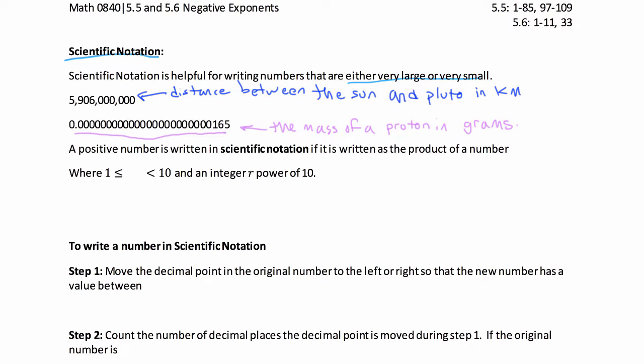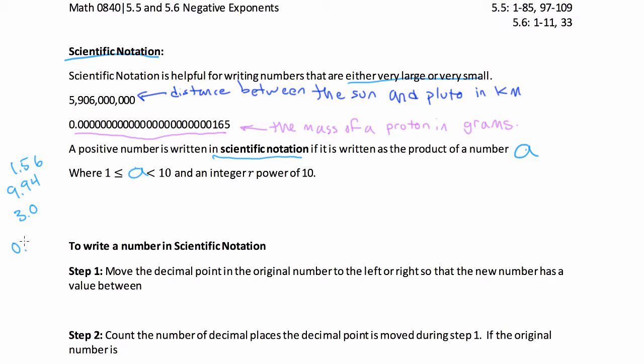So here's the deal. Scientific notation is what we're going to use to deal with this problem. A positive number is written in scientific notation if it is written as the product of a number a, where a is greater than or equal to 1 and less than 10. So all that means is it's between 1 and 10. So for example, like 1.56 or 9.94 or 3.0. All of these are okay.